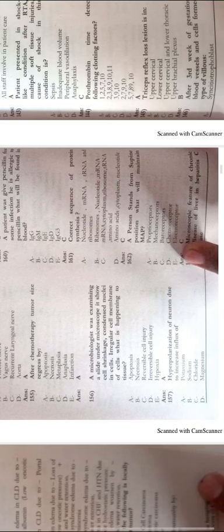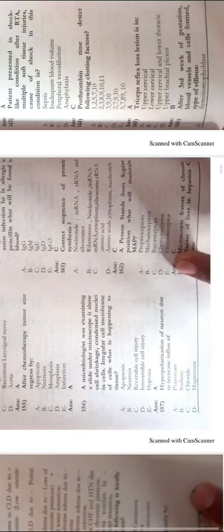A furuncle on the tip of the nose spreads to the cavernous sinus via the superior ophthalmic vein. Pain of pericarditis is carried by the phrenic nerve. After chemotherapy, tumor size regresses by apoptosis. The microbiologist was examining a slide under a microscope. It shows cell shrinkage, condensed nuclei, and irregular cell membranes. What is happening to the tissue? That is apoptosis. Hyperpolarization of the neuron is due to an increased influx of chloride.